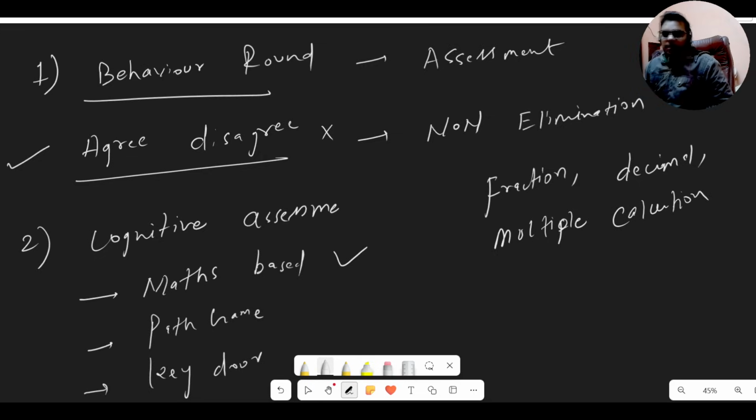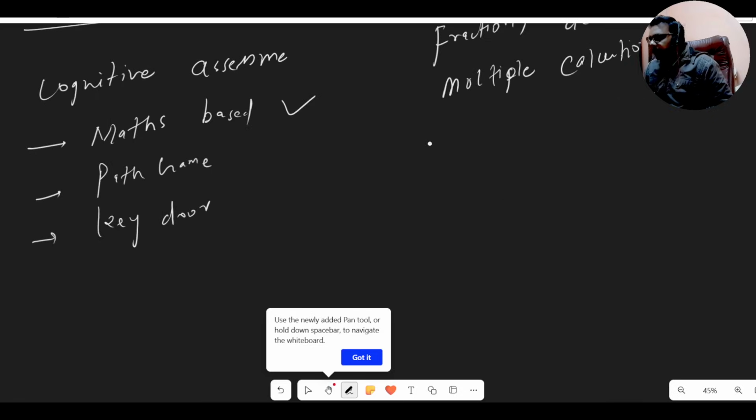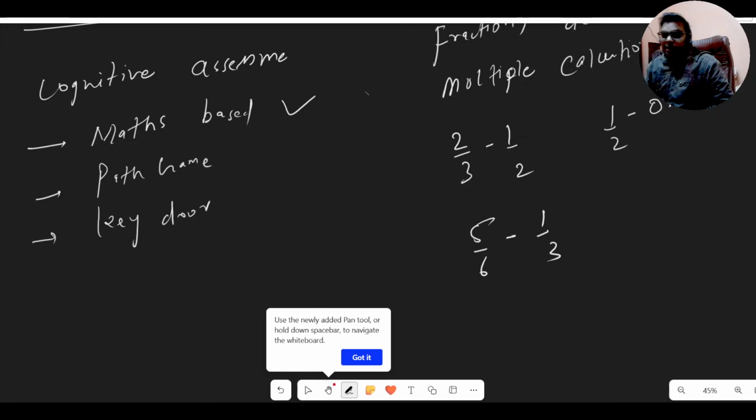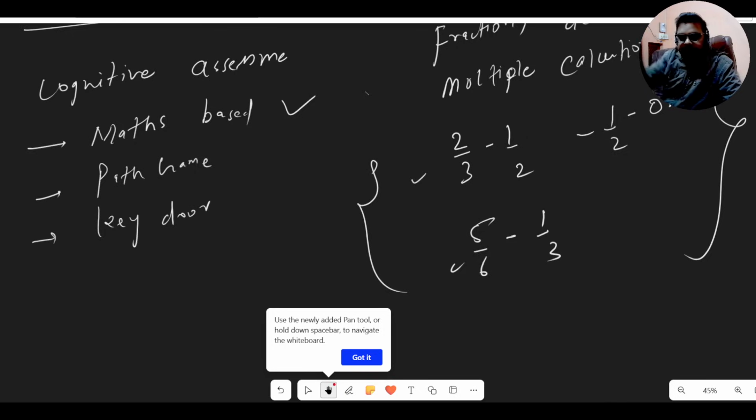For example, fraction calculations like 2 by 3 minus 1 by 2, 1 by 2 minus 0.2, and 5 by 6 minus 1 by 3. Now you need to sort these three statements based on their value. So you need to calculate the values of each of them, and only then can you place them in order from highest to lowest.